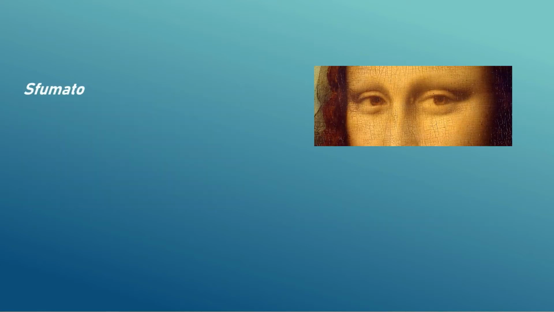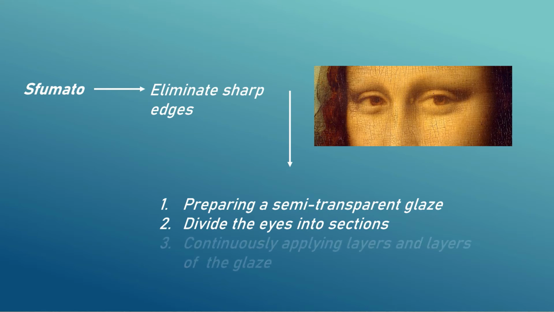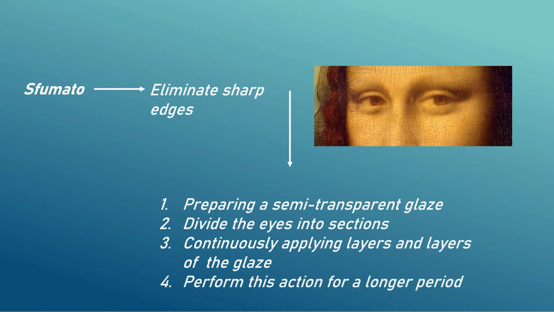Da Vinci achieves the sfumato technique by eliminating sharp edges from the painting. The way he achieves it is, number one, preparing a semi-transparent glaze. And then he divides the eyes into different sections to identify the areas where there are sharp transitions. Then he continuously starts applying this glaze to eliminate the sharp transitions and have a smoother gradient. And finally, if not for years, he performed this action for months.